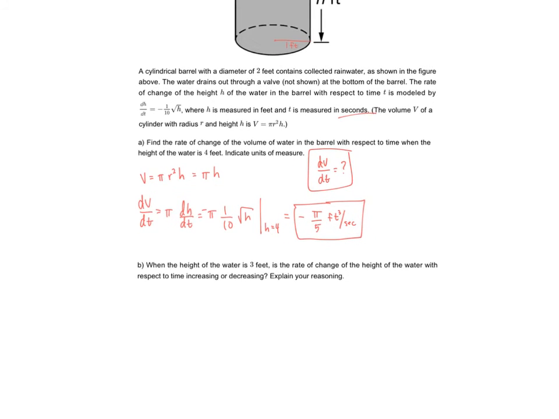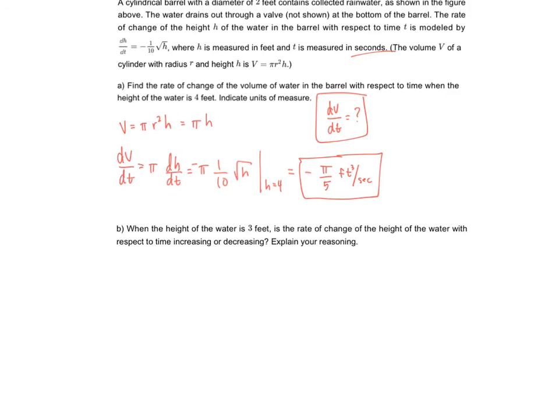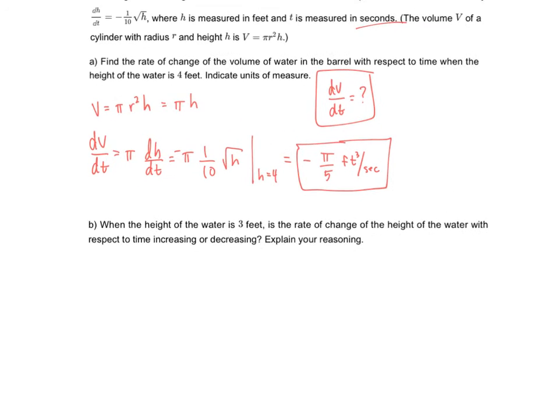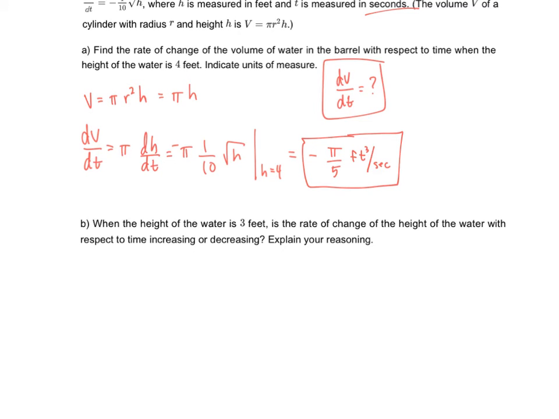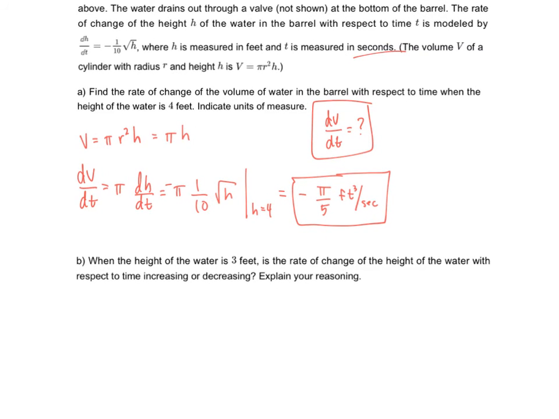Next one. When the height of the water is 3 feet, is the rate of change of the height of the water with respect to time increasing or decreasing? Explain your answer. So they want to know, when h is 3, is dH/dt positive or negative? If it was increasing, dH/dt would be positive. If it's decreasing, dH/dt would be negative.